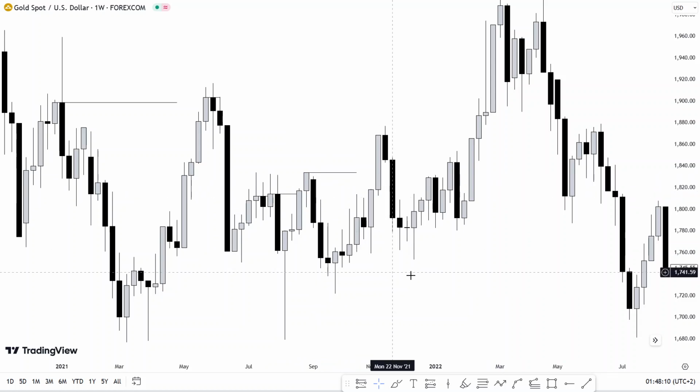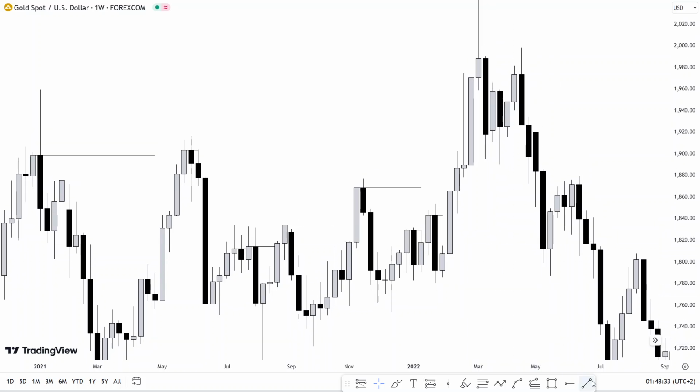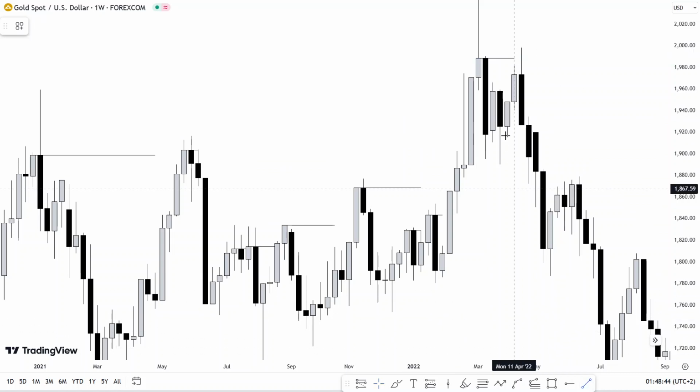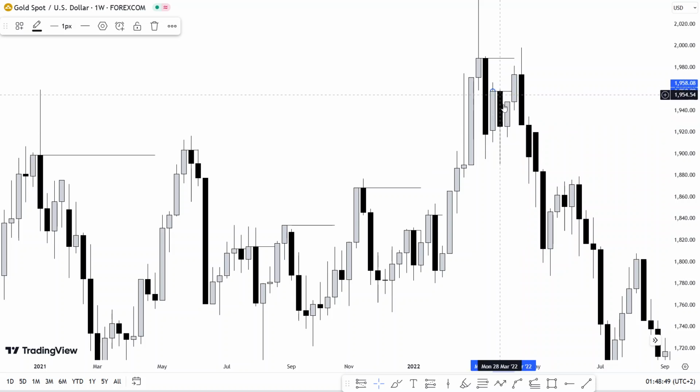So you mark your resistance right here, right? Buy, sell, buy, sell. You mark from the first candle, remember that. Buy, sell, have another buy and then sell area. We have another buy right here, with a sell, buy, sell.